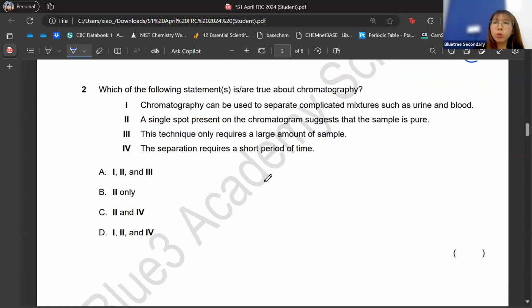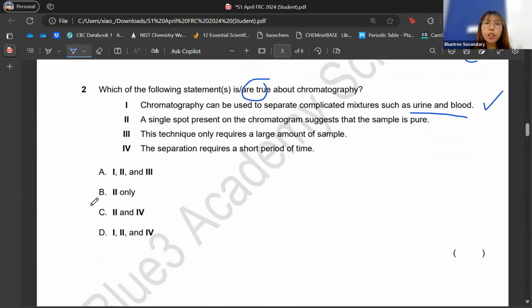Okay, going to question 2. Please read the question. We want something that is true about chromatography. So chromatography can be used to separate complicated or complex mixtures such as urine and blood. So this is based on your concept. If you study, you understand, you will know that this is true. Okay, so 1 is true.